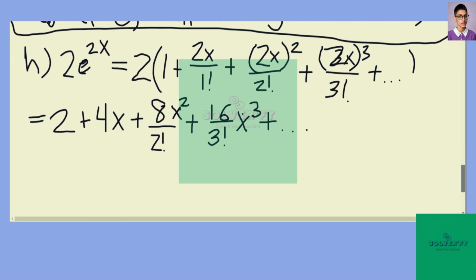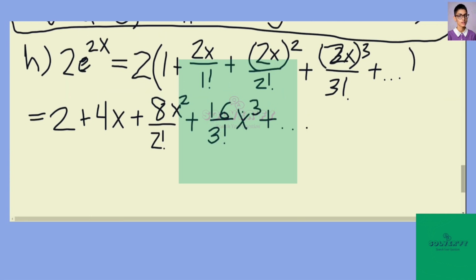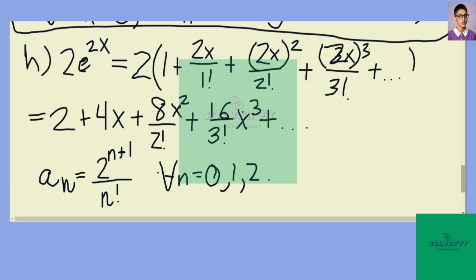And so we have that the sequence corresponding to this generating function is a sub n is equal to 2 to the n plus 1 over n factorial for all n equals 0, 1, 2, and so on.